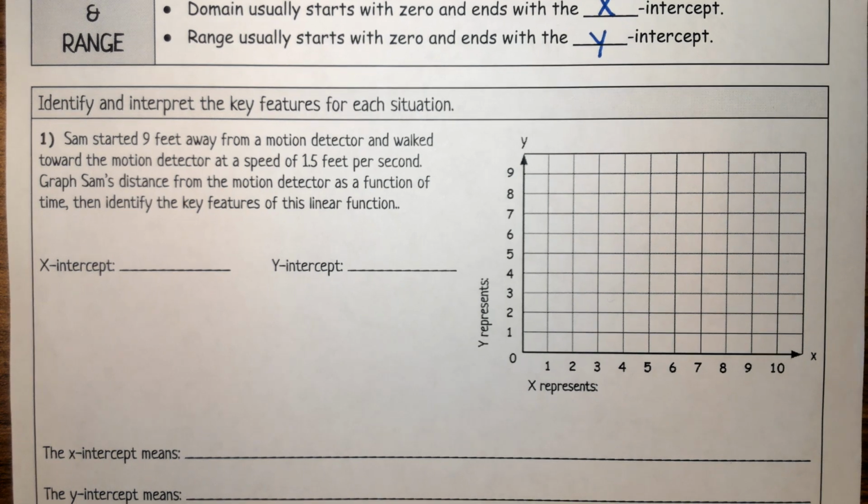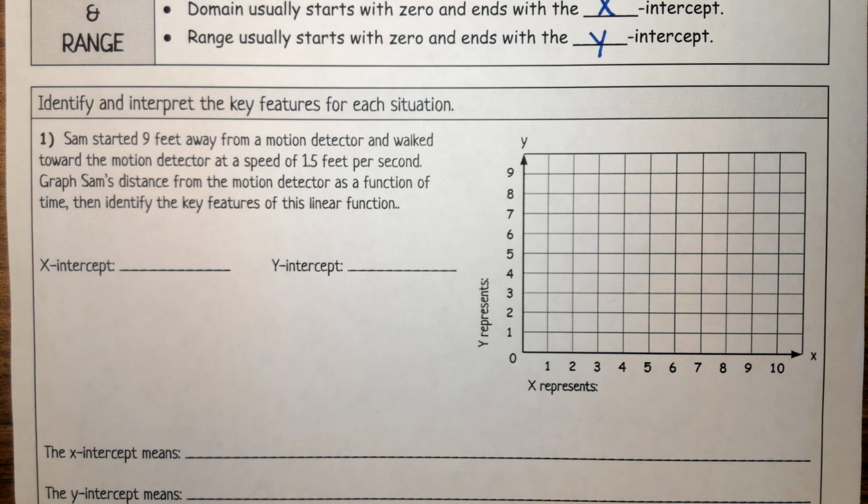So we want to identify and interpret the key features for each situation, which there's only one. Okay, so Sam started 9 feet away from a motion detector and walked toward the motion detector at a speed of 1.5 feet per second. Graph Sam's distance from the motion detector as a function of time, and then identify key features of this linear function.